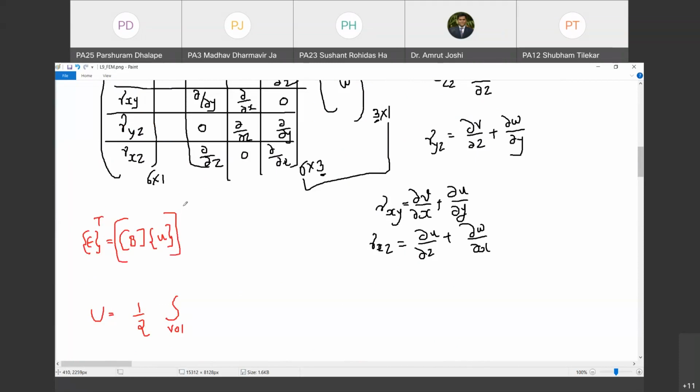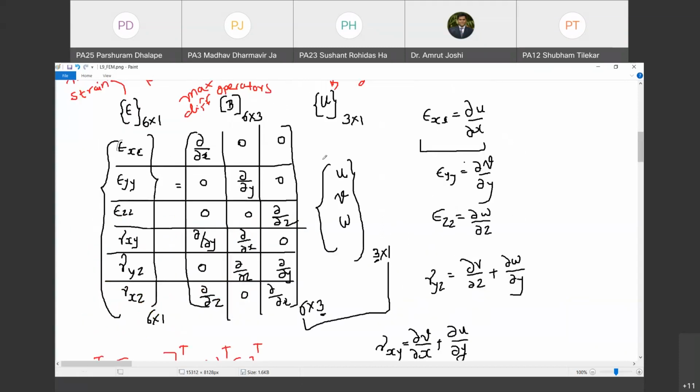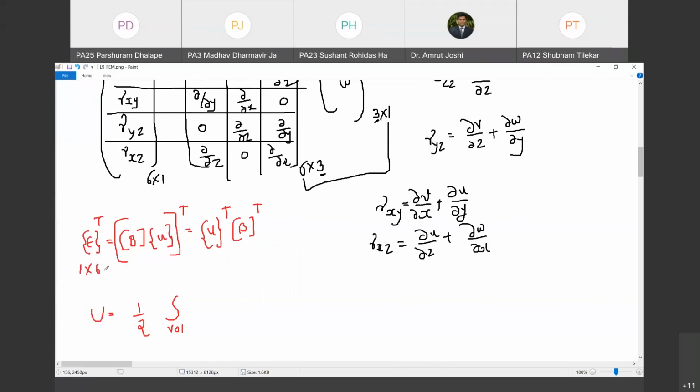epsilon transpose will be the transpose of this matrix, which will be equal to U transpose B transpose. Let us cross verify dimensions. Epsilon transpose should have dimensions of 1 cross 6. Do you agree with me? जैसे मैं इसका transpose ले लेता हूँ, instead of 6 cross 1, it will be a row vector with 6 columns. So it is going to have dimensions of 1 cross 6.